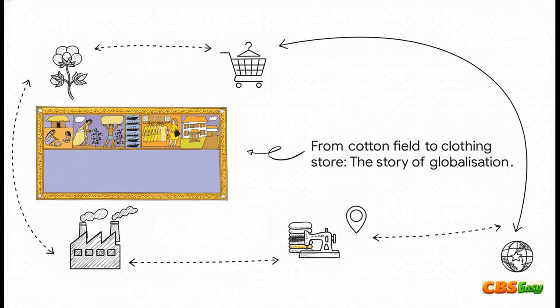And if that definition feels a bit abstract, just look at this. This picture tells the entire story. You've got cotton grown in one country, shipped to another to get spun into thread, then sent somewhere else to be stitched into a shirt, and finally sold in a store maybe halfway across the world. That, right there, is globalization in a nutshell.